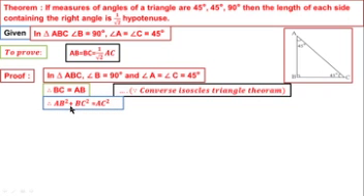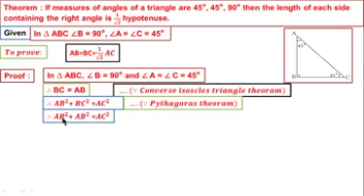Therefore AB square plus BC square is equal to AC square by Pythagoras theorem. But here BC is equal to AB. Now we put AB square plus AB square is equal to AC square. Here BC is replaced by AB. AB square plus AB square, how many times? 2 times AB square is equal to AC square.